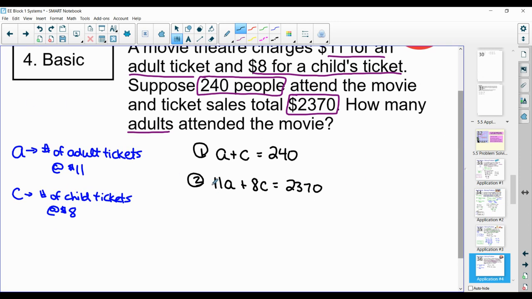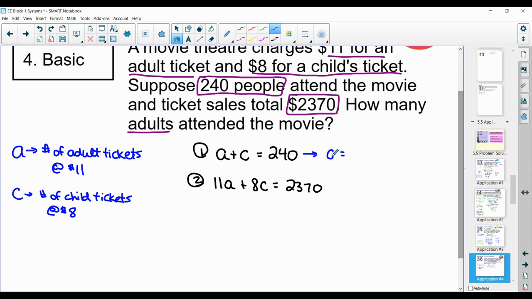So again, we have value. So the 11A represents the value of adult tickets, 8C represents the value of child tickets, and then we have our total value here. So we're going to go through and solve. This one here, I've chosen to use substitution. Again, elimination works very well as well. I'm going to set this up and solve for C.